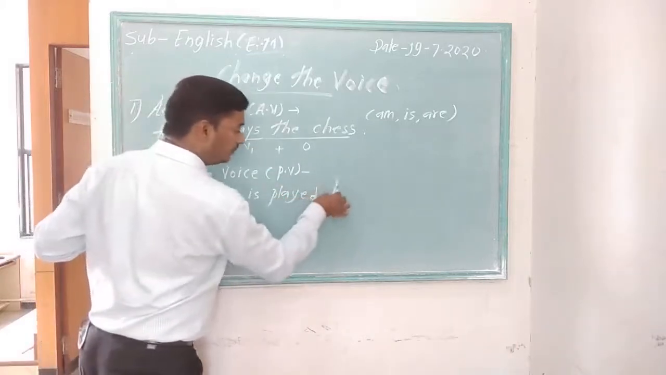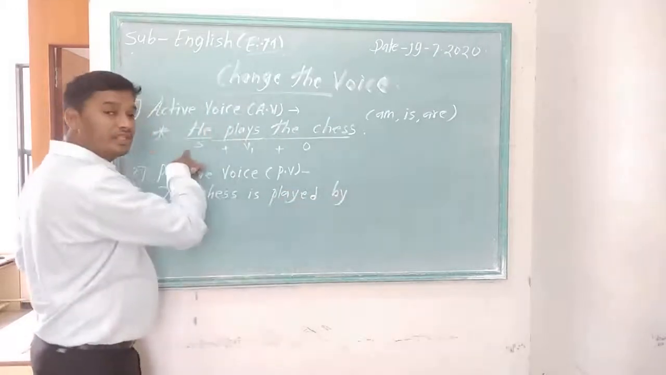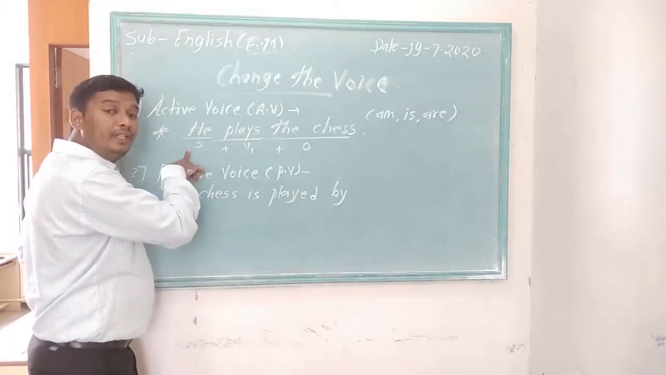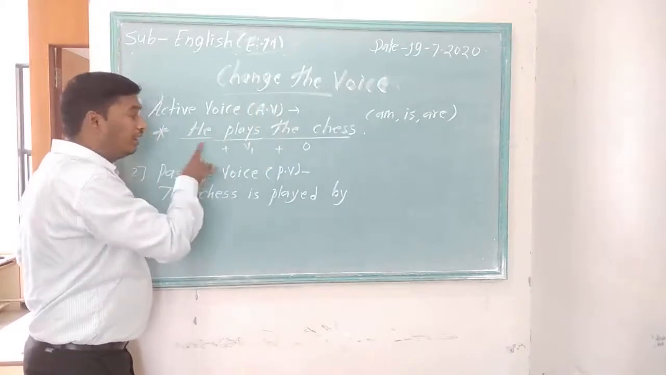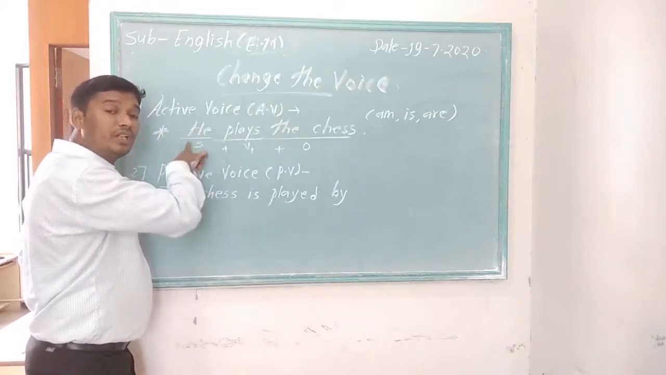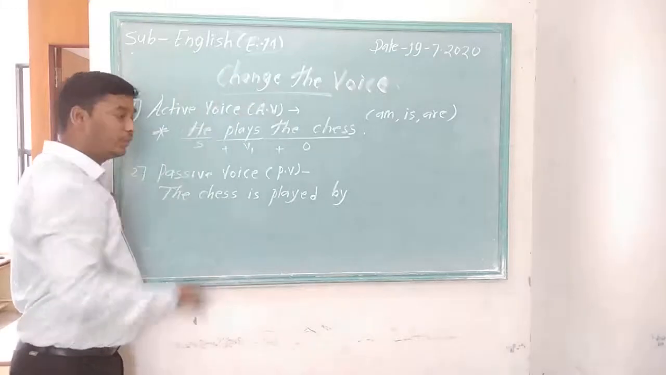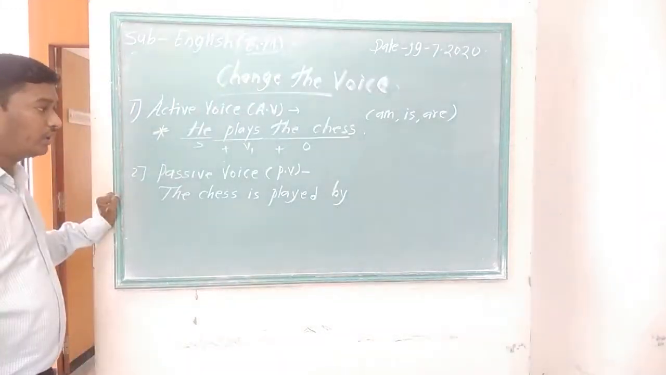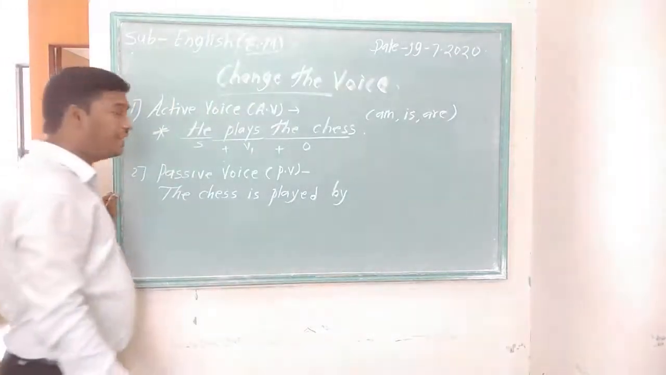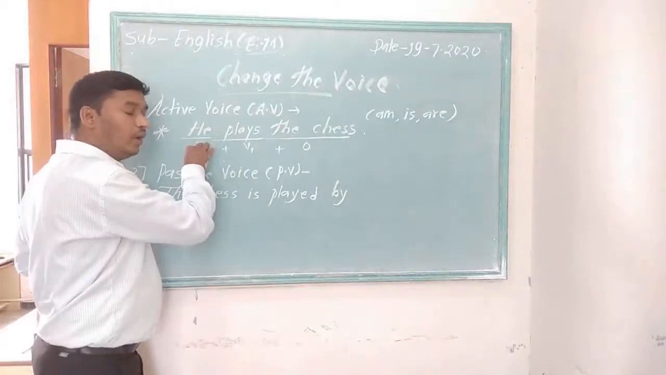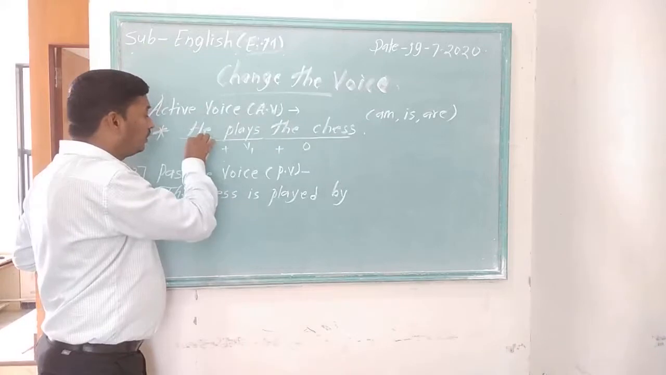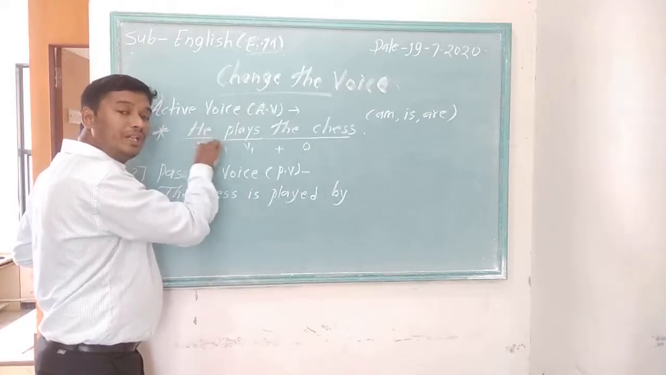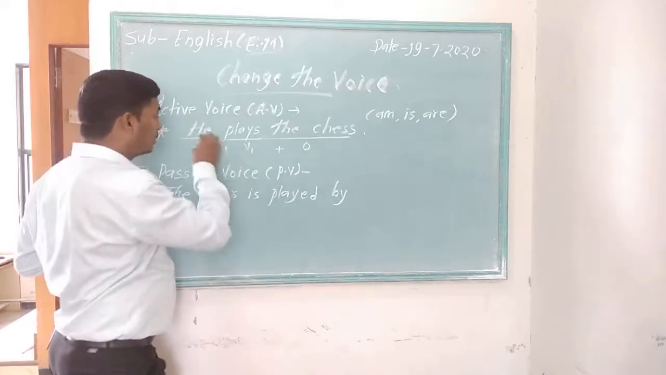Then put by. Then write the subject of the active voice. If the subject is a noun, write it as it is. If the subject is a pronoun, convert it into the objective case, as we have to place it at the place of the object. So the pronoun should be converted into the objective case: he into him.